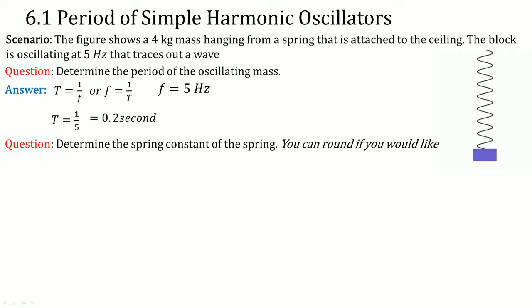The period represents the time it takes to complete one cycle. So this oscillating mass is completing one cycle in 0.2 seconds.